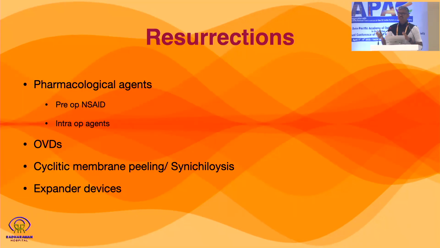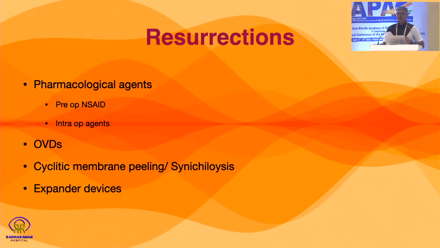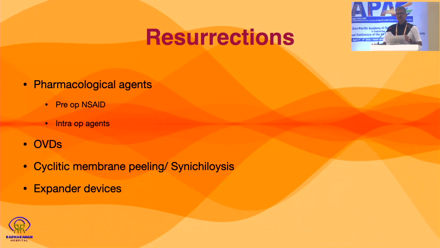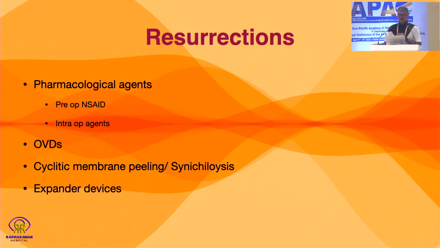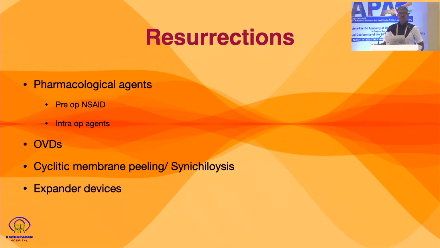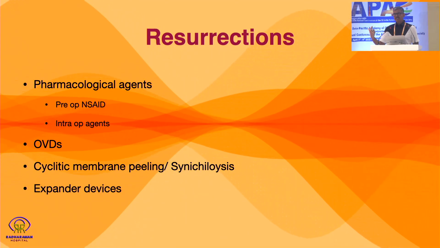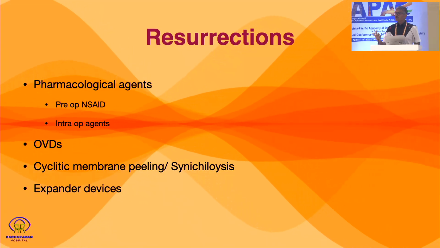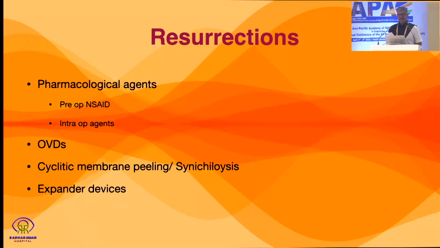Cyclitic membrane, if it is there and restraining the pupil from getting dilated mechanically, must be peeled. Synechiolysis, if that's the reason for the small pupil, must be done to lyse the synechiae. And of course, there are expansion devices, and we will take a look at them. We're very proud to be Indians because 3 of those expansion devices are from India.